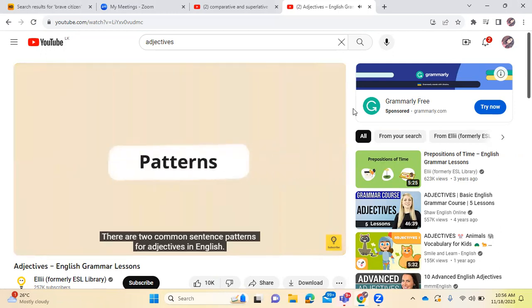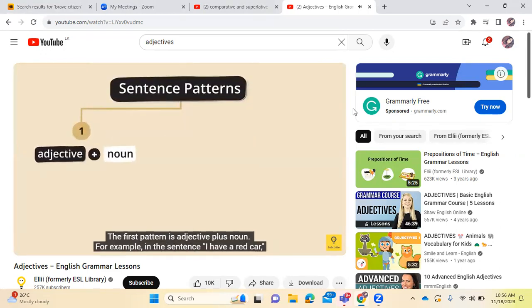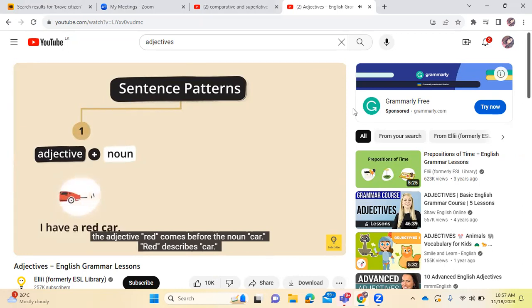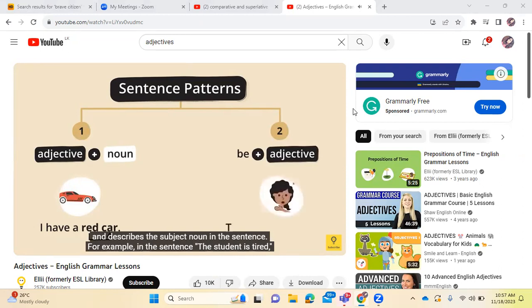There are two common sentence patterns for adjectives in English. The first pattern is adjective plus noun. For example, in the sentence, I have a red car, the adjective red comes before the noun car. Red describes car. The second pattern is be plus adjective. In this pattern, the adjective follows the be verb and describes the subject noun in the sentence. For example, in the sentence, the student is tired, the adjective tired follows the verb is. Tired describes student.